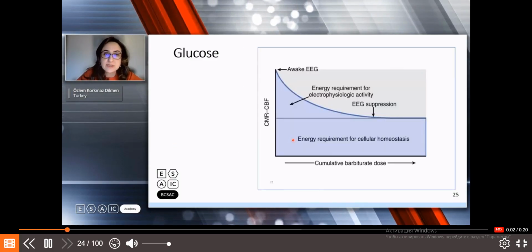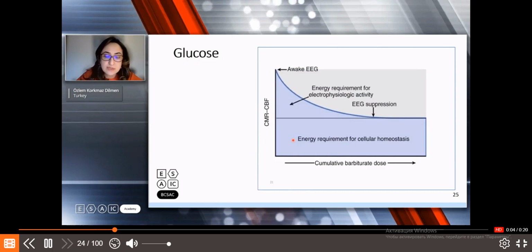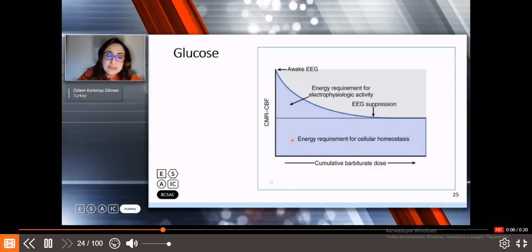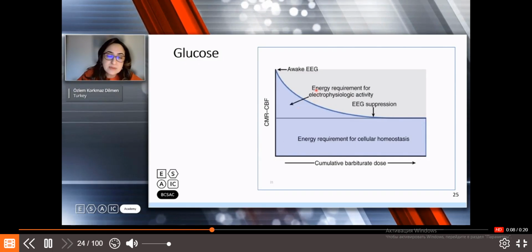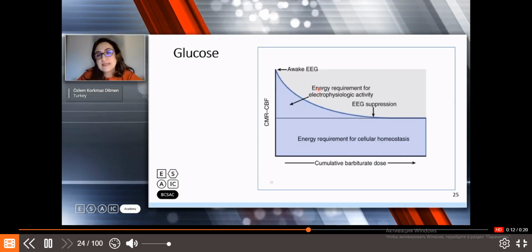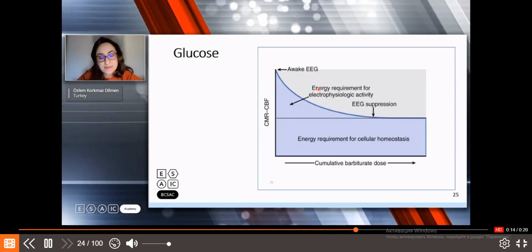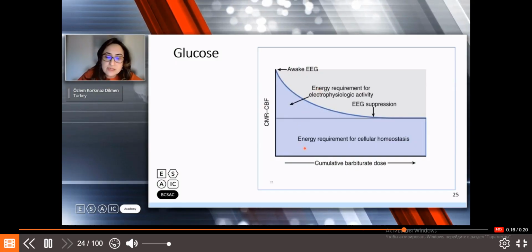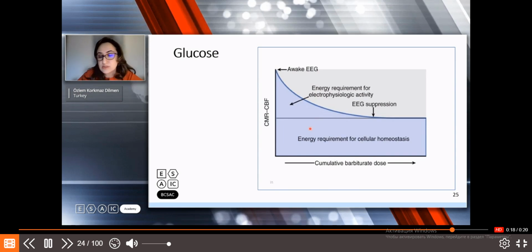Glucose is the primary substrate of brain metabolism. Approximately 60% of cerebral energy consumption is used to support electrophysiological functions, and 40% is used for cellular homeostasis.